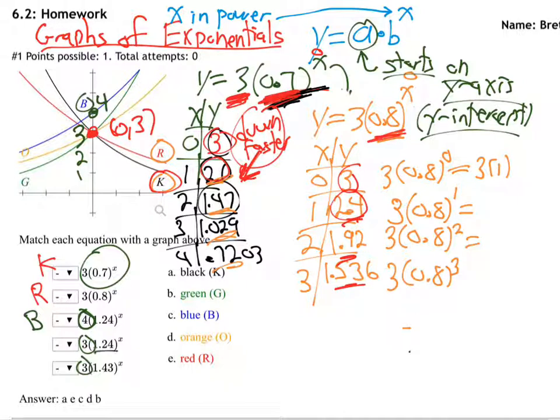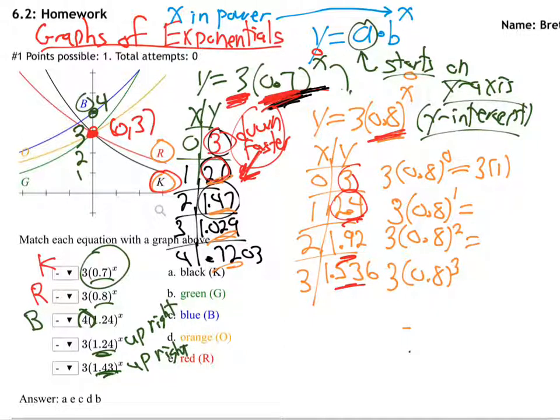They're both going up to the right. Now, why are they going up? Because they're multiplying by a number bigger than 1. See how that's a number bigger than 1, whereas 0.7 and 0.8 were decimals smaller than 1. But 1.24 and 1.43 are both bigger than 1, so they're going to go up to the right as you plug in bigger and bigger numbers.